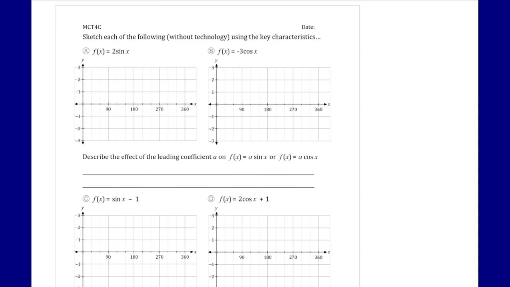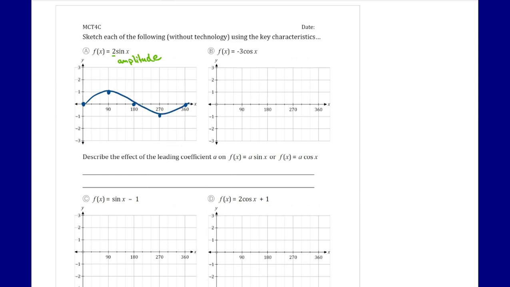So first, what we want to do is sketch each of the following using the key characteristics. We talked about this A value, the value in front, telling us the amplitude. That tells me where my max and my min are going to be, or the distance my max and min are from the midline. There's no other changes, so for sine, I'm going to put my key points, and I'm just going to put the original one. So that's our original graph, or sine wave.